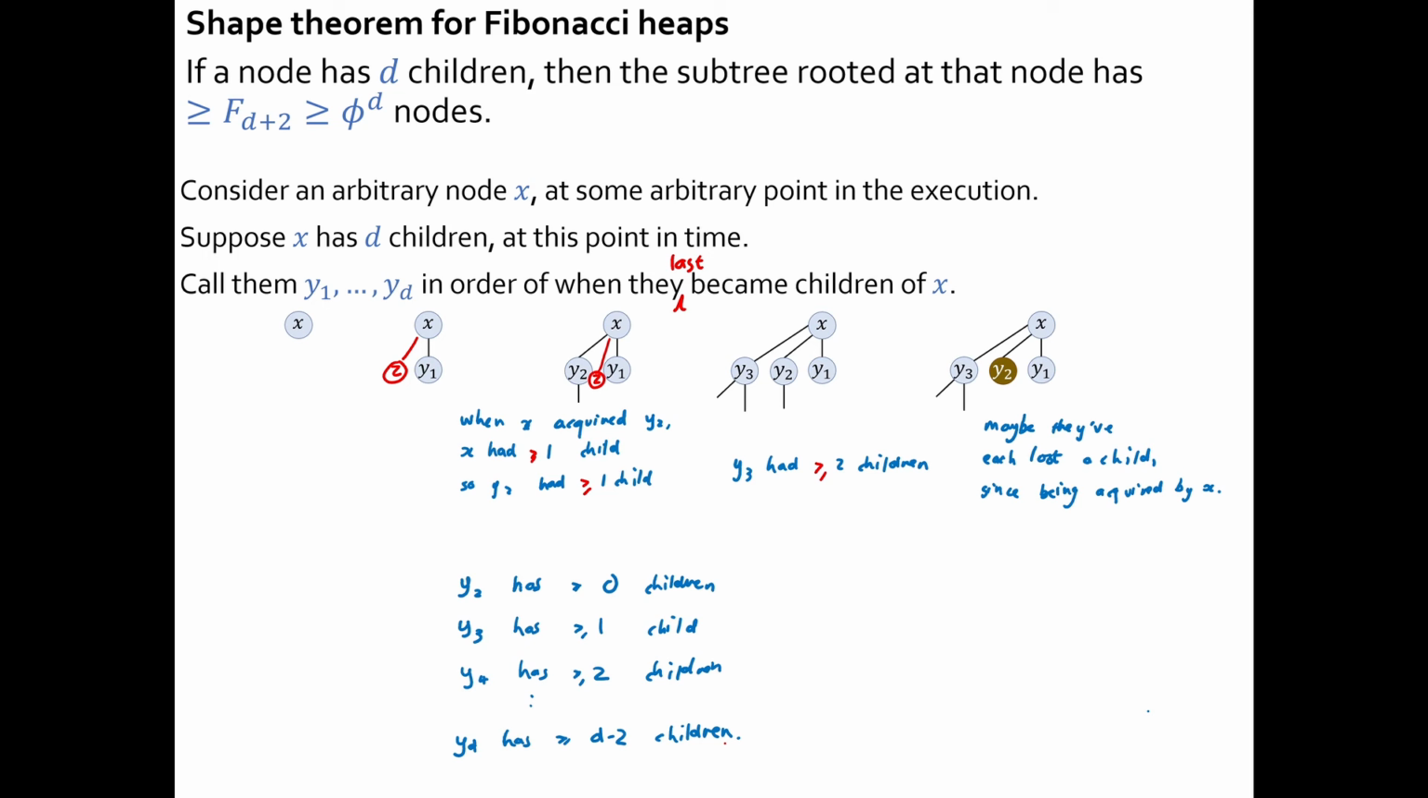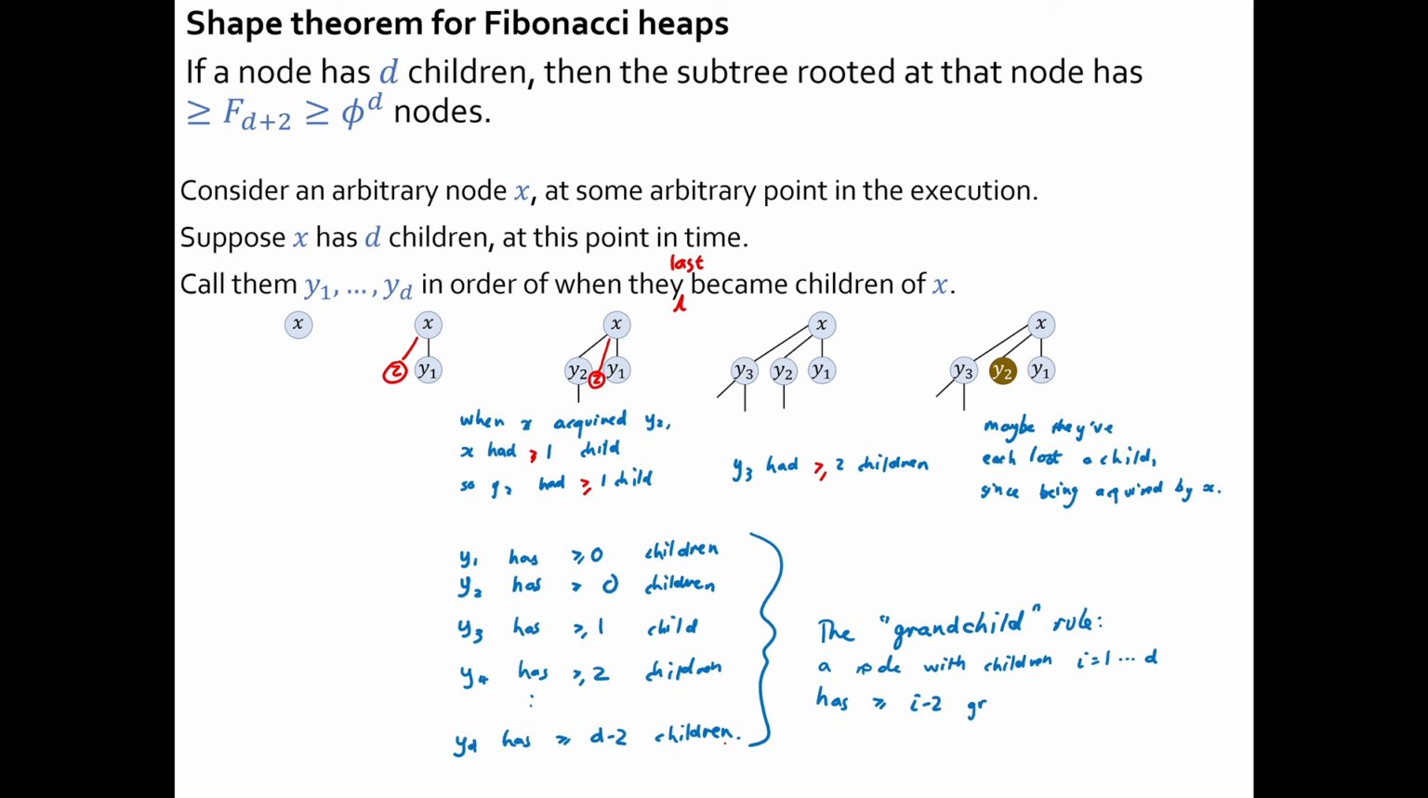The statements at the bottom, they're what really matter. Let's fill it in. We might as well stick in y1 has above or equal to 0 children. That's a contentless statement. But this bunch of inequalities, this is what really matters. I'm going to call this the grandchild rule. Grandchild rule is that a node with children, let's call its children i equals 1 up to d, has above or equal to i minus 2 grandchildren via node i. And what we've just proven is that any node in the Fibonacci heap at any point in time satisfies the grandchild rule.